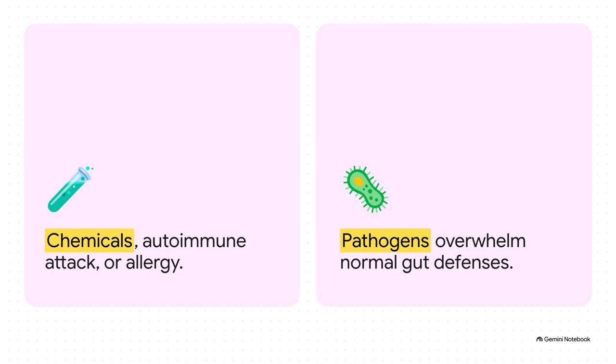The second axis we have to look at is non-infective versus infective. Non-infective causes are things like chemicals, autoimmune attack, ischemia, or allergy. Infective causes are your viral, bacterial, fungal, or parasitic organisms. Basically, disease happens when a pathogen or irritant overwhelms the gut's normal defenses, like the mucus bicarbonate layer, rapid epithelial turnover, gastric acid, secretory IgA, or the microbiome, or when the immune system literally mutinies and attacks the mucosa itself.